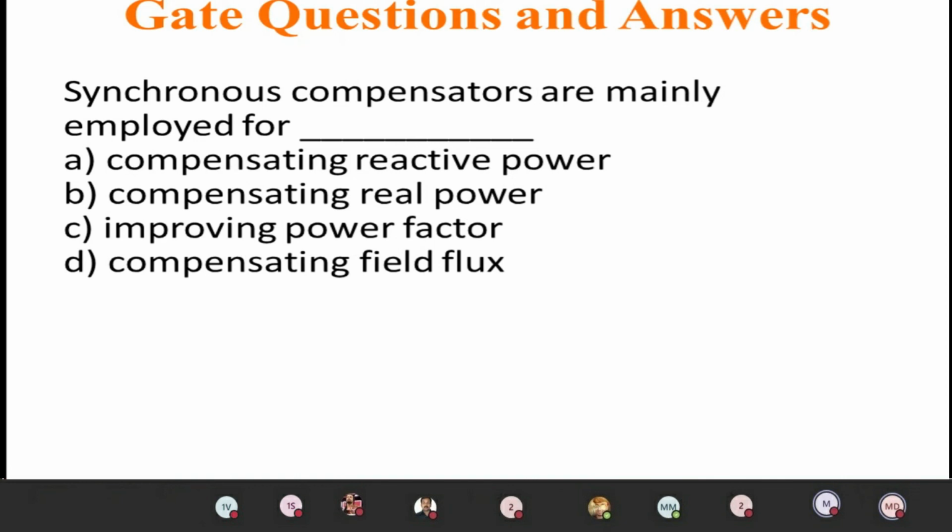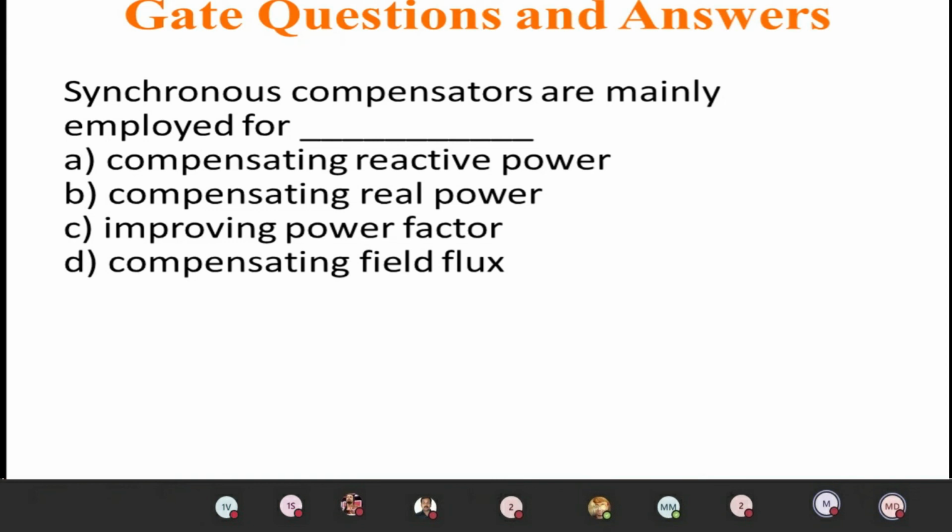So synchronous compensator, or synchronous condenser, is used to deliver reactive power. The options are: compressing reactive power, compressing real power, improving power factor, compressing field flux. The main thing is we are delivering the reactive power. That is the correct answer.